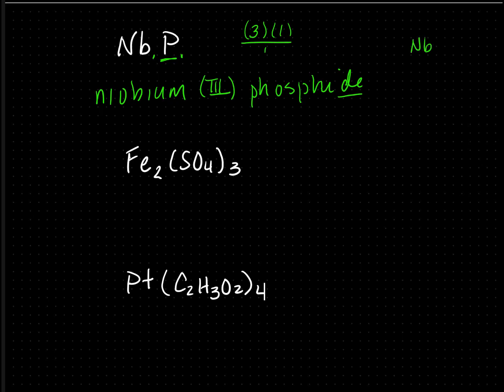If I have NbP and I'm going to crisscross back, we know the subscripts are both 1. The 1 from here goes up here. The 1 from the Nb goes to the phosphorus. We look for the charge of the nonmetal or the polyatomic. Phosphorus has a charge of 3, so that means it was reduced, so we must multiply back what we reduced. So the charge of the transition metal is 3.